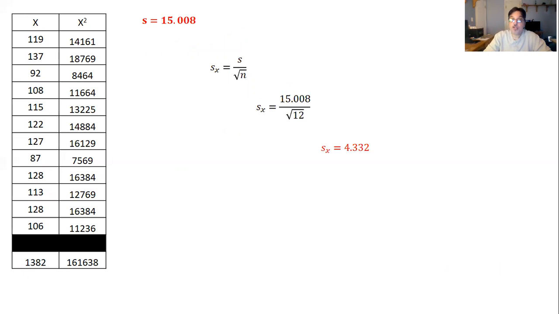So our standard deviation carried forward is 15.008. The formula for the standard error of the mean is the standard deviation divided by the square root of n. So 15.008 divided by the square root of 12 gives us the standard error of the mean, 4.332. Now that's the thing that goes in the denominator of the t formula. So all of that work was done just to get to this particular number.